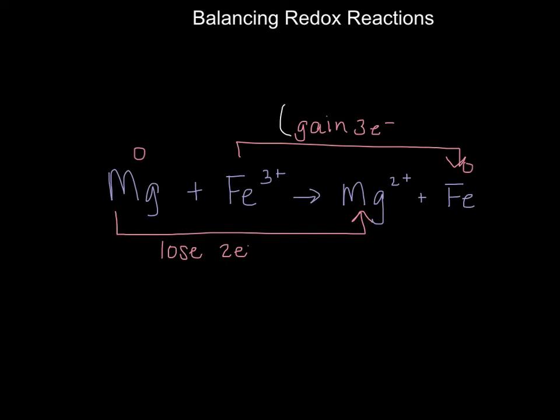Now to balance the charges, all we have to do is swap the 2 and the 3. So to do that, we're going to multiply each of these by the other charge. Our gain of 3 electrons, we're going to multiply by the number of electrons lost by magnesium. So we're going to multiply this by 2. Down here, we're going to multiply this by 3. And we're going to make these multipliers our coefficients for the corresponding elements.